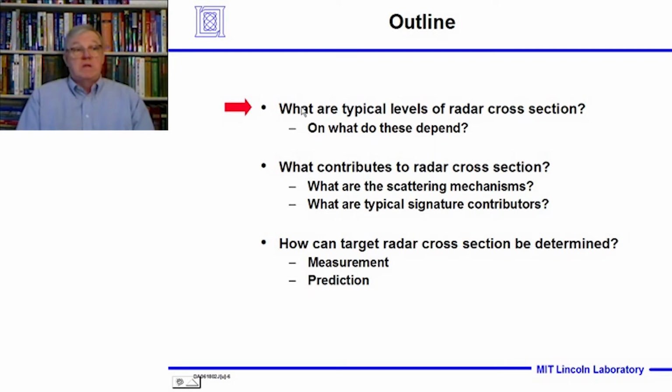First, we're going to look at what are typical levels of radar cross-section. Give you the ballpark, you know, how big is a ship? How big is an airplane? You know, that kind of thing. And what do they depend on?